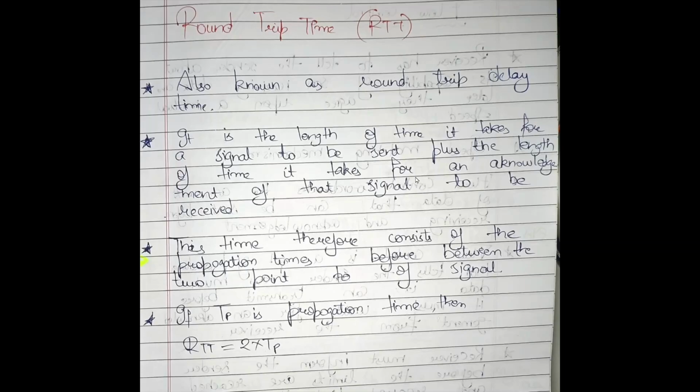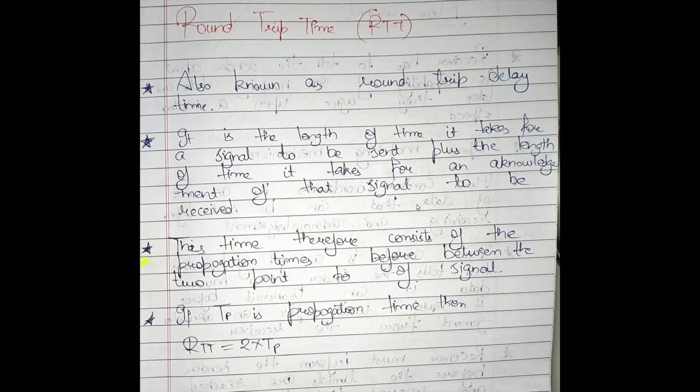In today's video, we're going to learn about round trip time along with several other topics. So first of all, let's have a look at round trip time. So what is RTT? Basically, it's also known as round trip delay. It is the length of time it takes for a signal to be sent plus the length of time it takes for an acknowledgement of the signal that we sent earlier to be received.